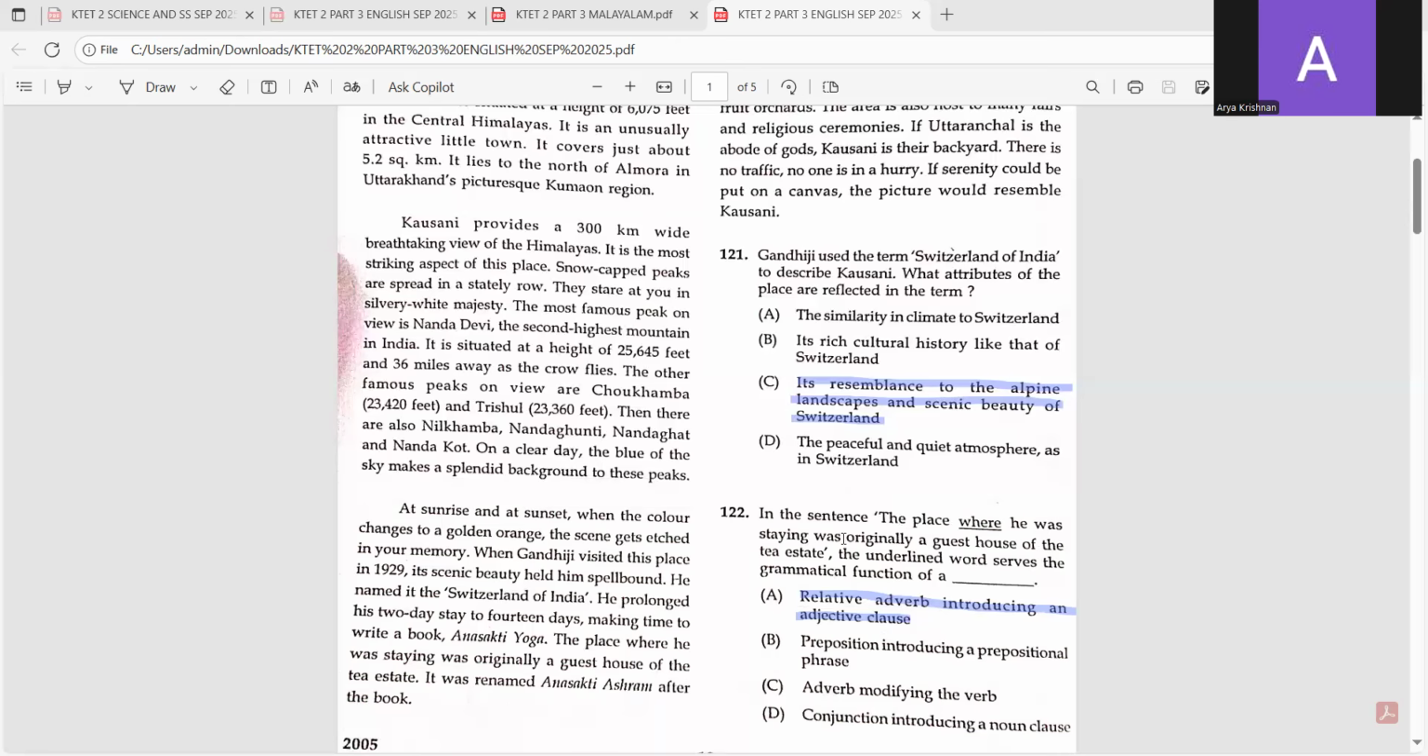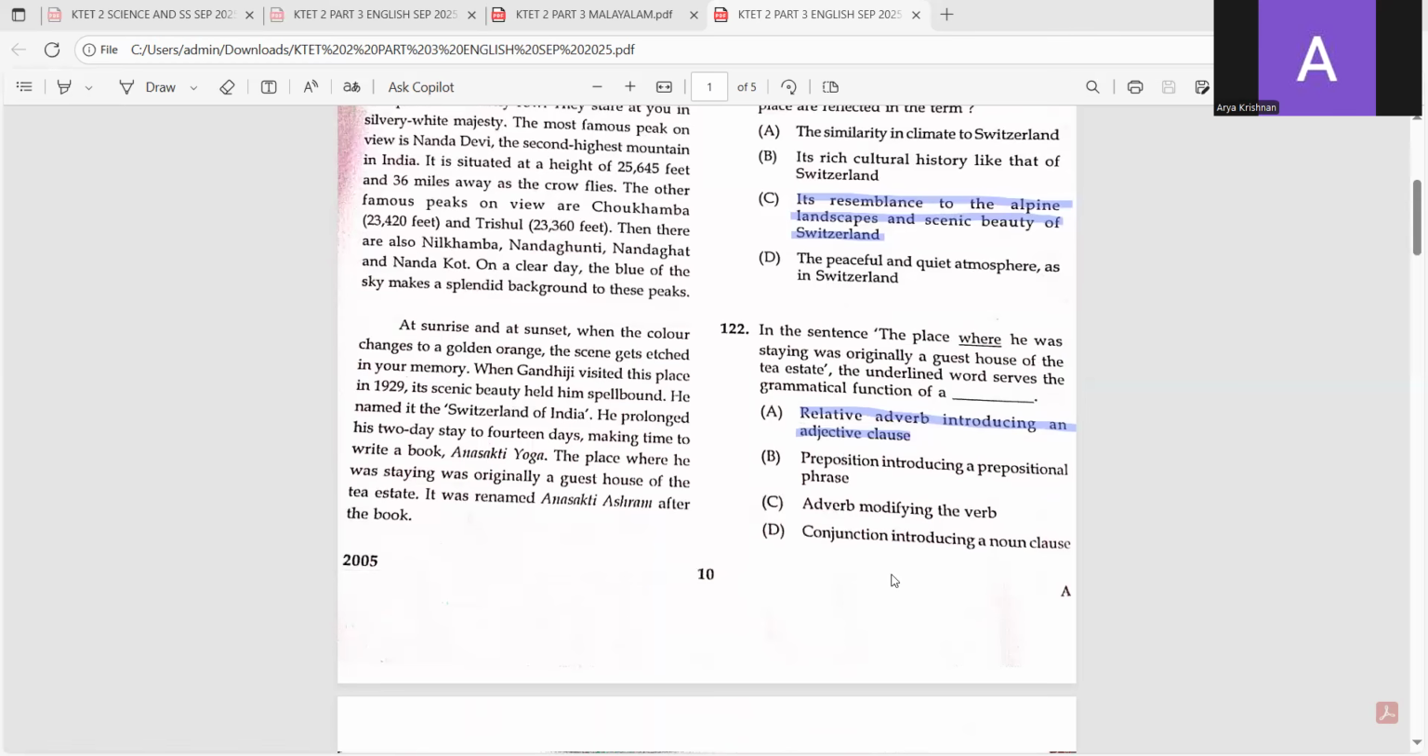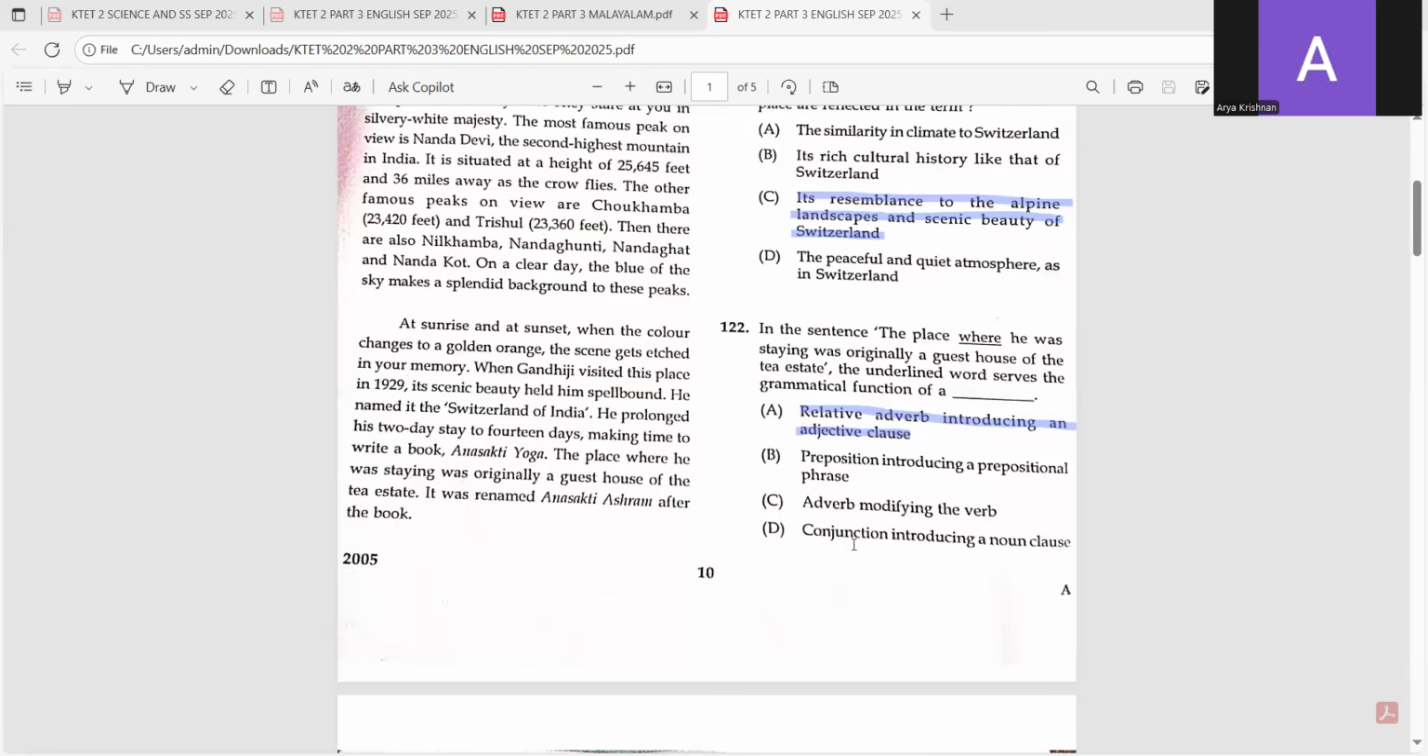Question number 122. In this sentence, the place where he was staying was originally a guest house of the tea estate. The underlined word serves the grammatical function of a dash. Where എന്ന് പറയുന്നത് എന്താണ് ഇവിടെ ഉദ്ദേശിക്കുന്നത്? Relative adverb introducing an adjective clause, preposition introducing a prepositional phrase, adverb modifying the verb, conjunction introducing a noun clause. Answer വരുന്ന option A ആണ്. Relative adverb introducing an adjective clause.